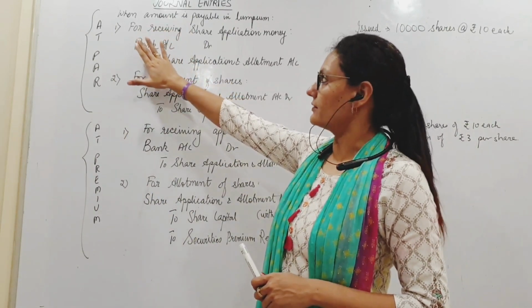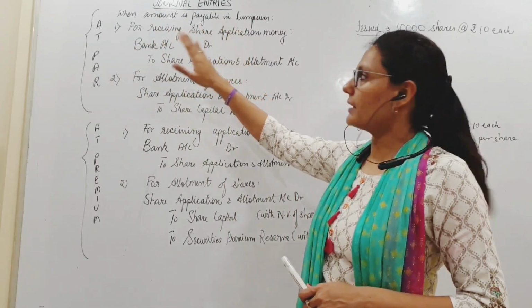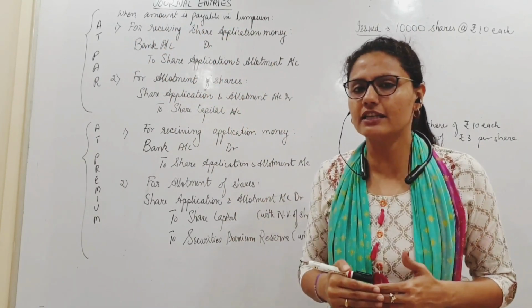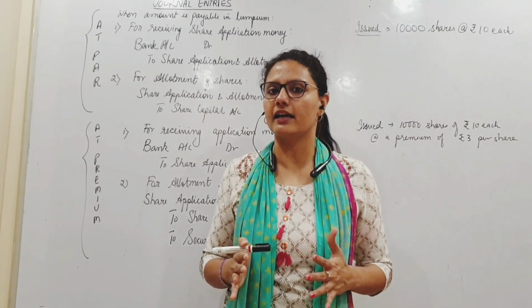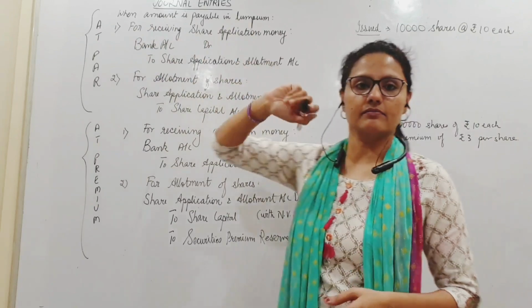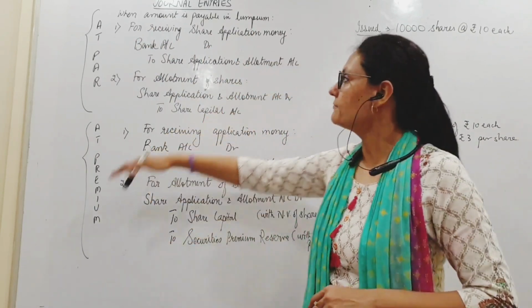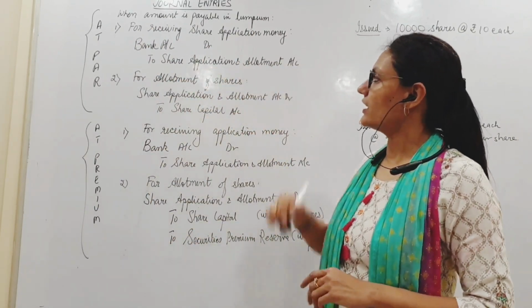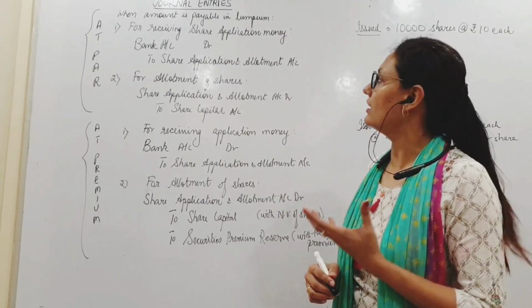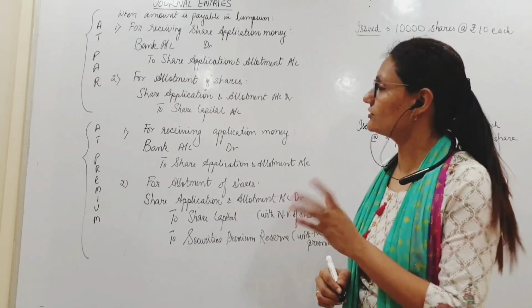First case at par. The amount is payable in lump sum. Therefore receiving share application money. Money is being received by the company, तो पैसा बैंक में आ रहा है. Whatever is coming in, debit it. So bank account debit. Bank is receiving the money, and we are receiving it because we are getting money against share application and allotment.